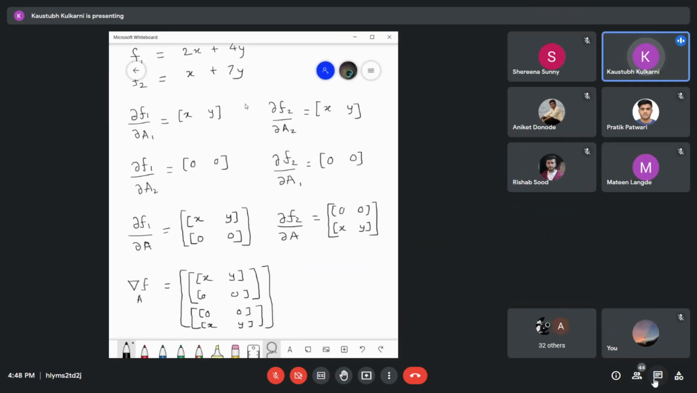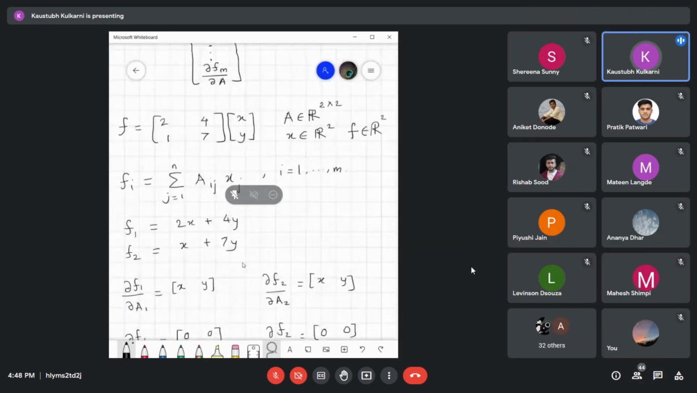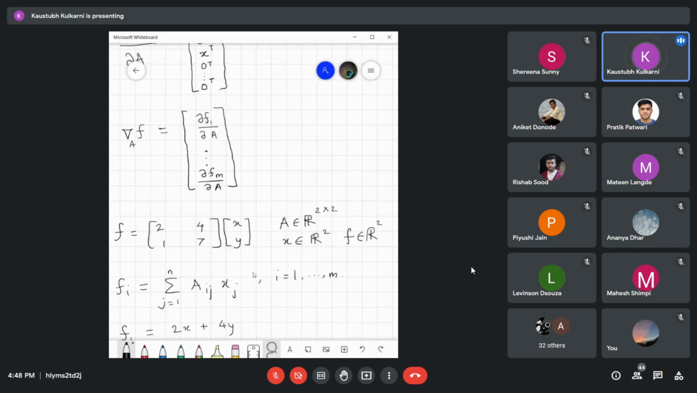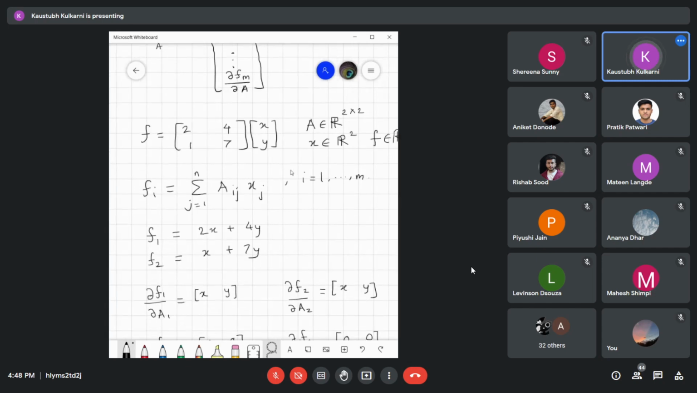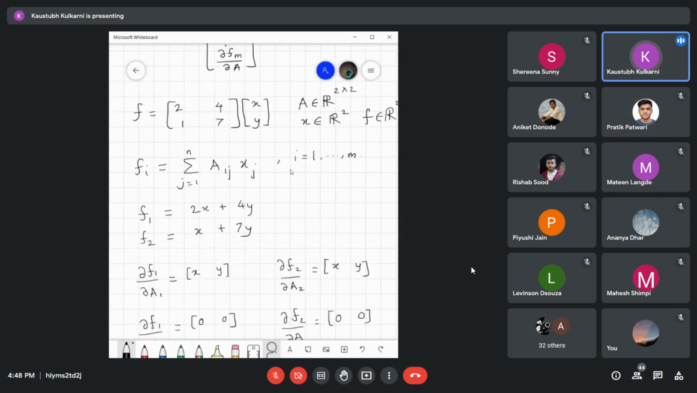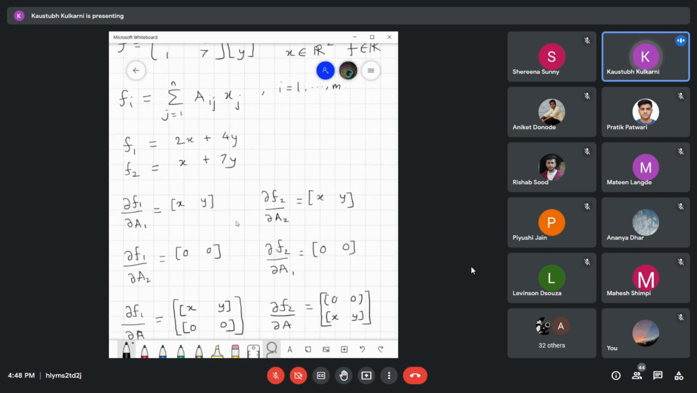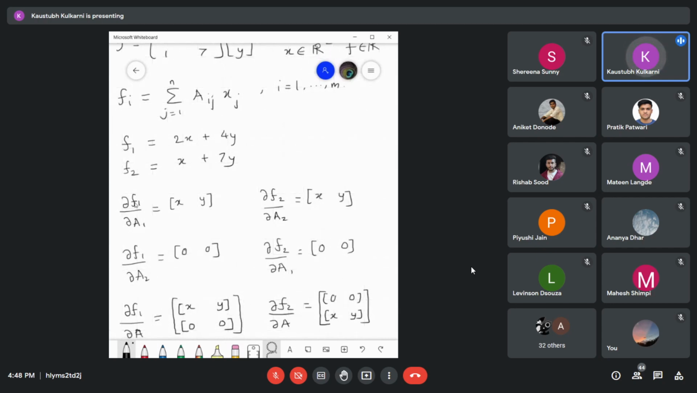Dou f1 by dou a1. Now I'm not proving this to you, but this is the property that the partial derivative of f1 with respect to the first row is equal to x transpose, and the partial derivative of f2 with respect to the second row is equal to x transpose. And whenever the row number and column number do not match, then it is 0 transpose.